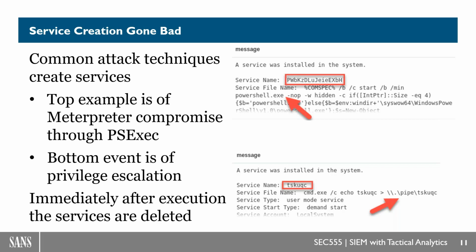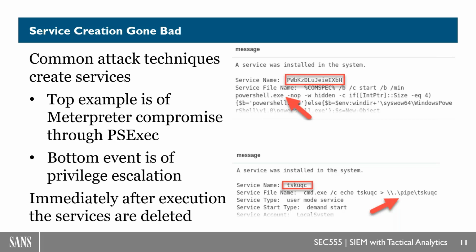So unless you routinely use PSExec to manage your environment, I would suggest there's better ways to do that with PowerShell. Then the PSExec service getting created is a big red flag as well. And then if you look at the bottom event, we see a different service that is being used to run command.exe and send its output to a pipe. So this is our privilege escalation through a named pipe.